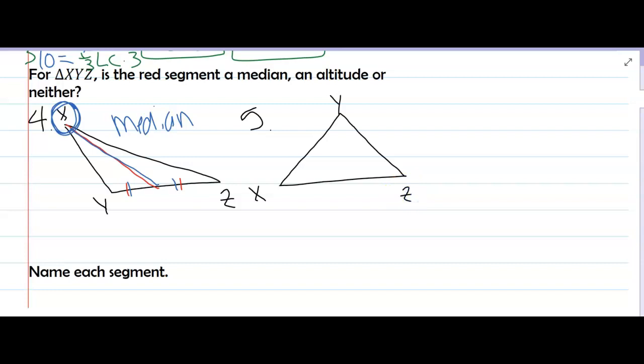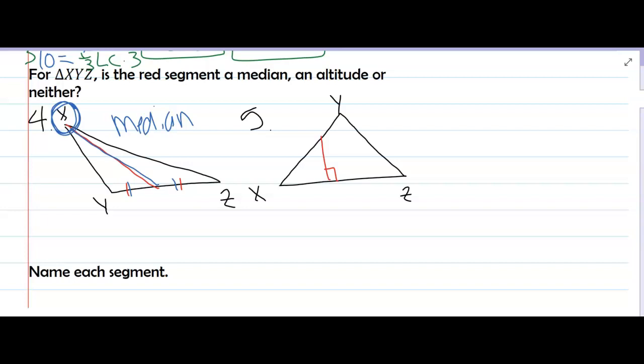Okay, now this time, my red segment, let's put it over here, okay? And we'll put that at a right angle, like this. Now, if it's a median, first of all, it's going to have to come from a vertex. And notice that this segment doesn't start at X, Y, or Z, so it cannot be a median. Also notice if it was a median, it would have to cut one of the sides in half, and it doesn't do that either. Now, let's check and see if it's an altitude.